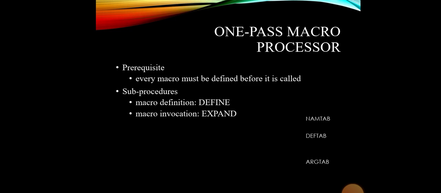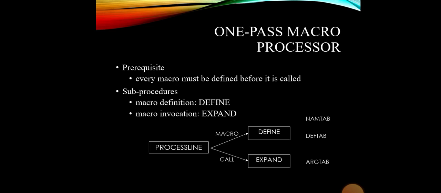So let's see what is a one pass macroprocessor. The prerequisite is that every macro must be defined before it is called. So sub procedures are macro definitions, that is, definitions are defined, and macro invocation is expanded. So these are the name tab, def tab and argument tab, that is, name table, definition table and argument table. So this is the macro define and call expand.